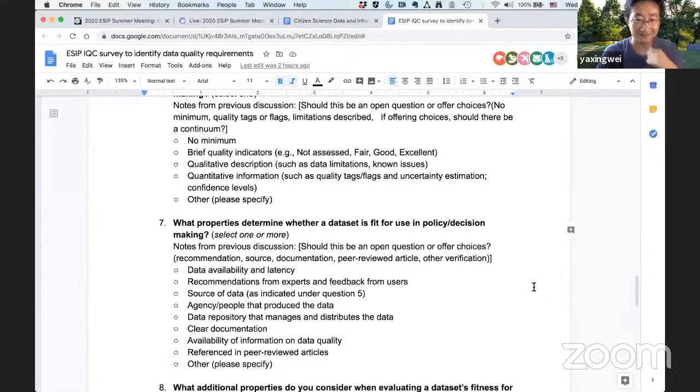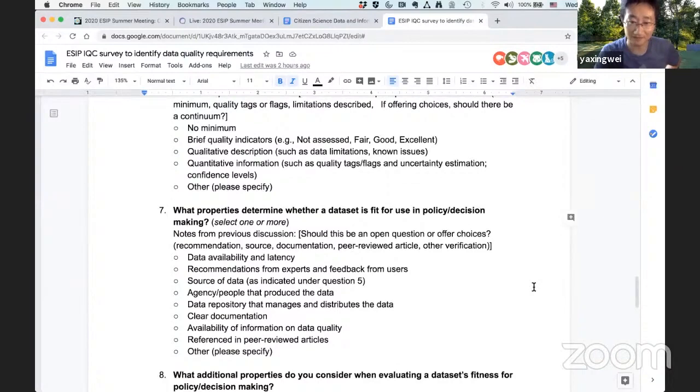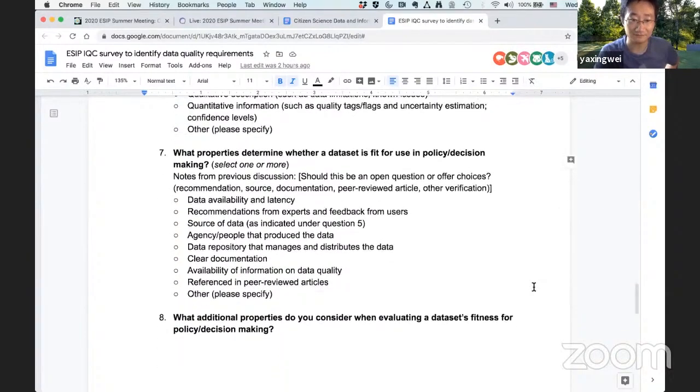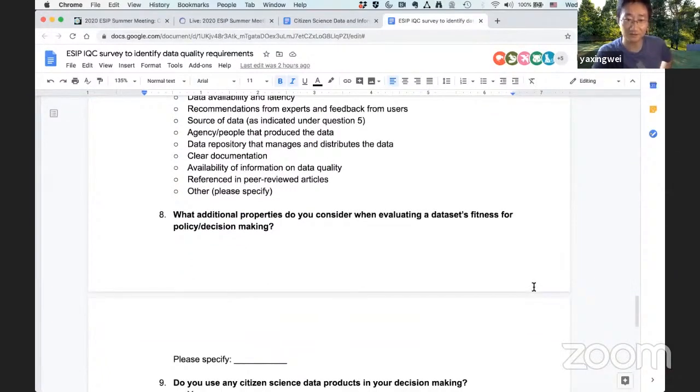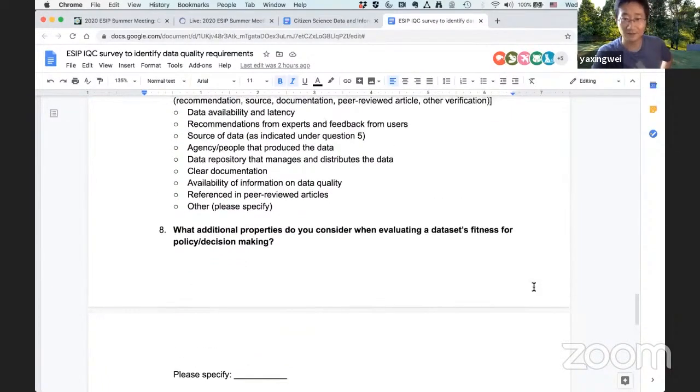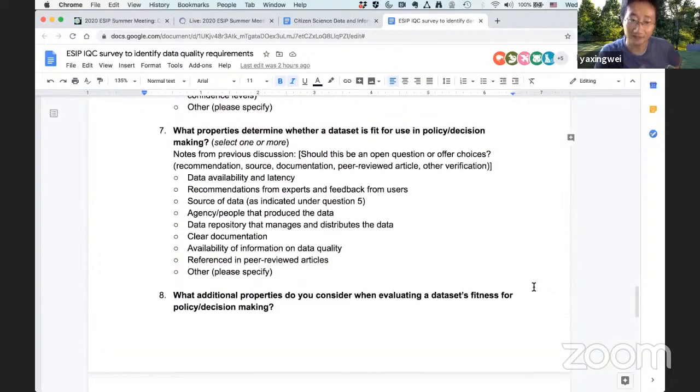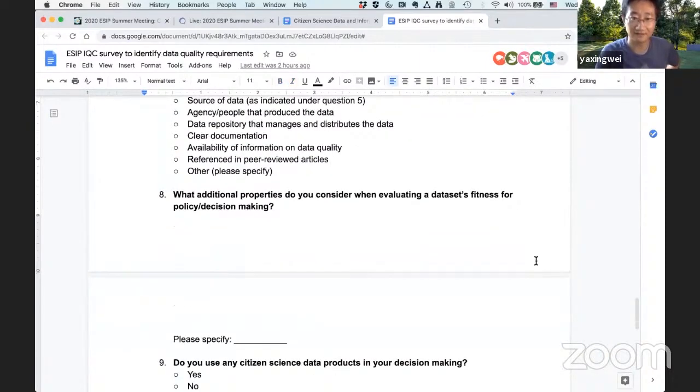And then the next is, what properties determine whether a data set is fit for use in policy and decision making? And then some other questions include, what additional properties do you consider when evaluating a dataset's fitness for policy and decision making, in case our predefined list does not capture every single property.